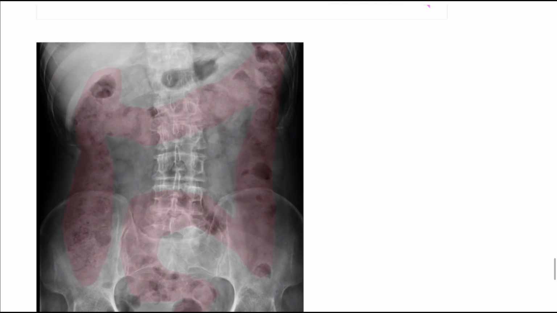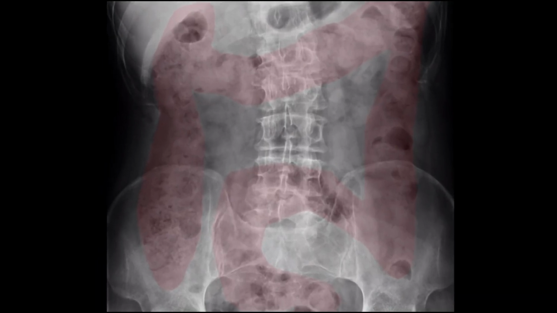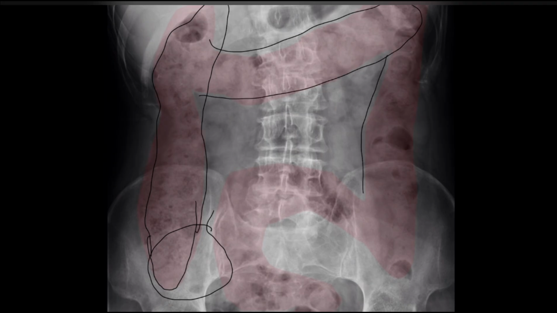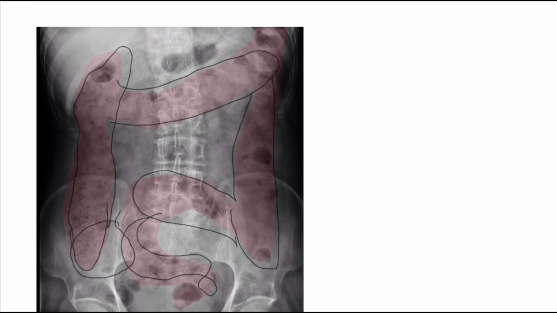So next you can see here the large intestine, you can see this type of picture. So this is the cecum, which will be wide. So this is the cecum. We can see the ascending colon, transverse colon, and this is the descending colon, and this is the sigmoid colon, and this is the rectum. Okay, so those are the things.